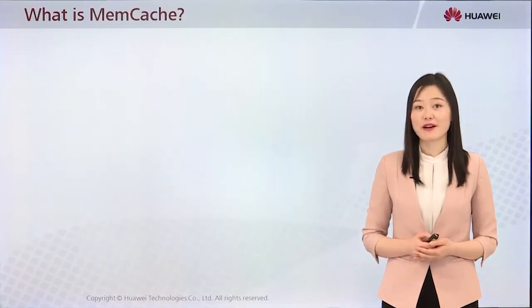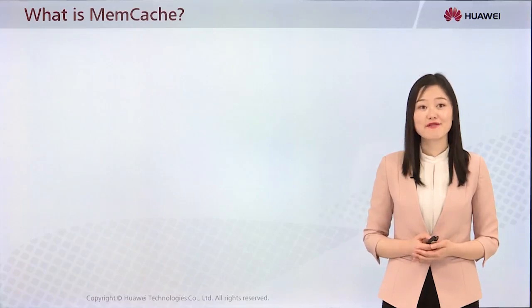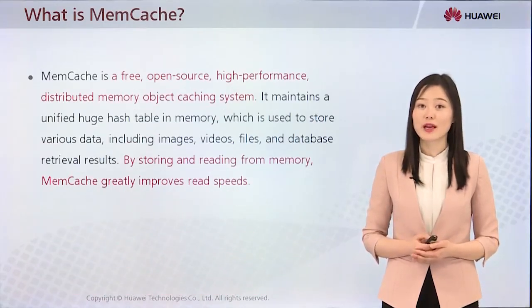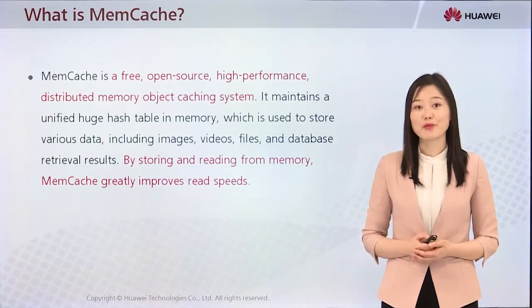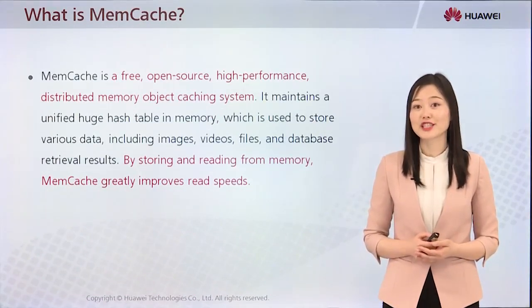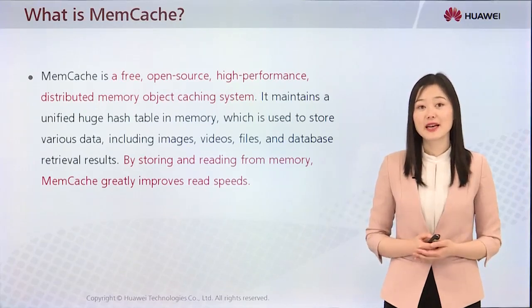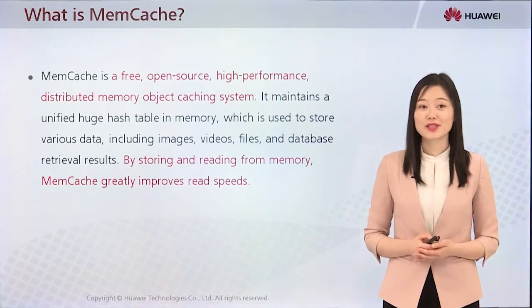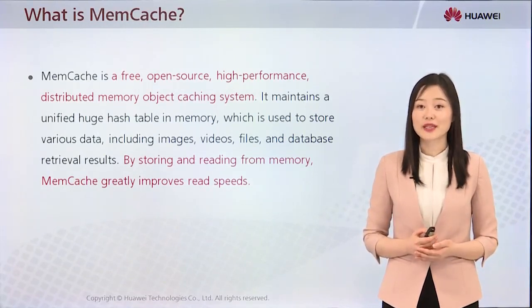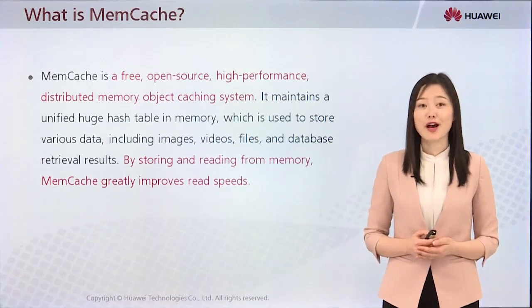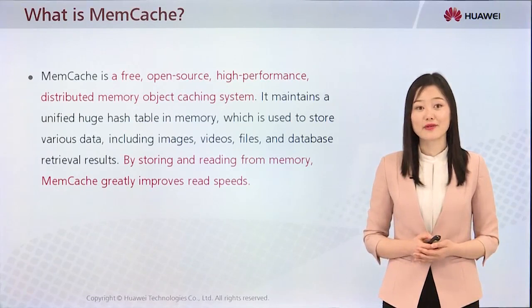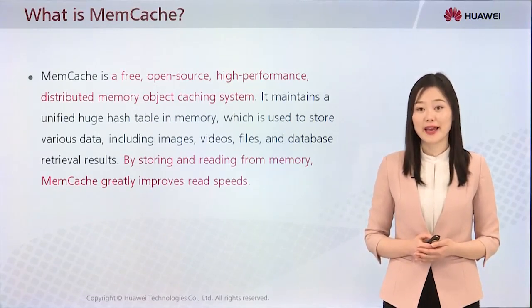Now that we've covered Redis, let's discuss the functions of MemCache. MemCache is a free, open-source, BSD licensed, high-performance distributed memory object cache system. It maintains a unified huge hash table in memory, which is used to store various data, including images, videos, files, and database retrieval results. By storing and reading data from memory, MemCache greatly improves read speeds.